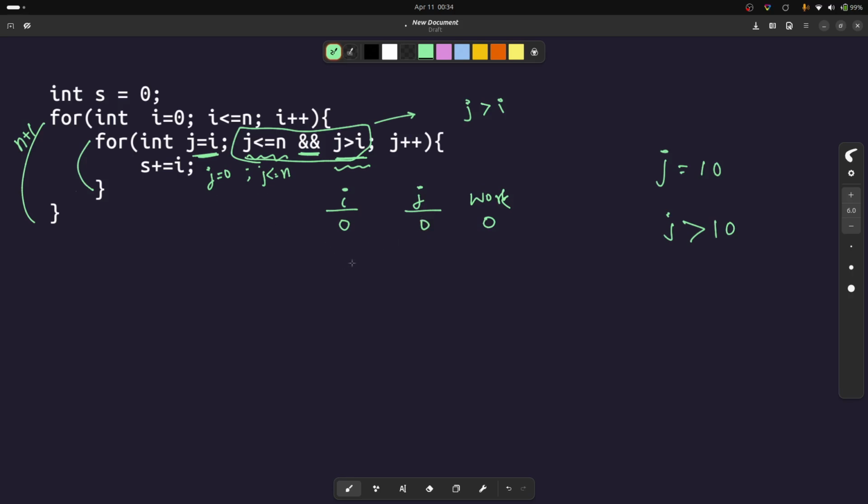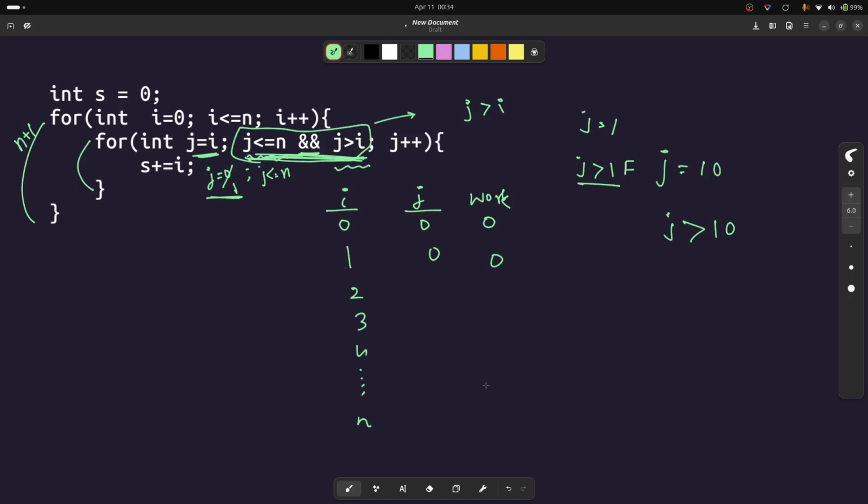Okay, then let's go for i equal to 1. i plus plus happens, i is equal to 1. So j becomes 1. Again, 1 is less than n, okay, fine. Second condition, j greater than i. Again, same contradiction, because if j is equal to 1, according to the initialization, j cannot be greater than 1. This will always be false. Hence, the entire condition is false. The j loop does not run. Work done is 0. Similarly, for 2, 3, 4, all the way up to n, the j loop never runs.